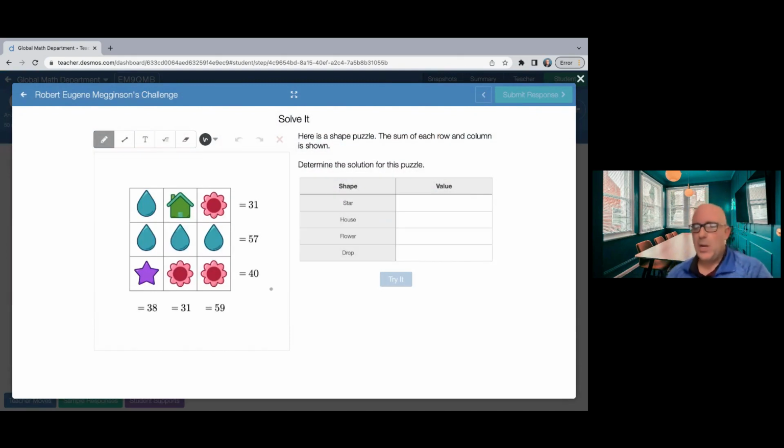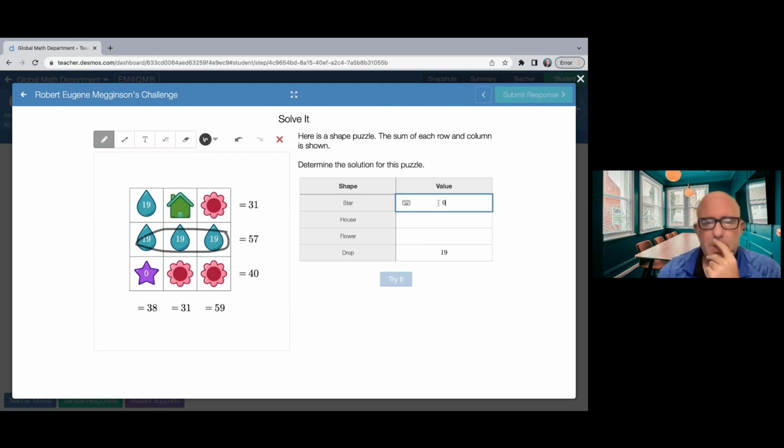And so looks like we've got 57. There's 3 of them. Divide that out. So I'm thinking 19 maybe. That is the drop there. And then we've got some other stuff going on here. So let's see. Let's figure out our star here. Maybe 0 for the star there.